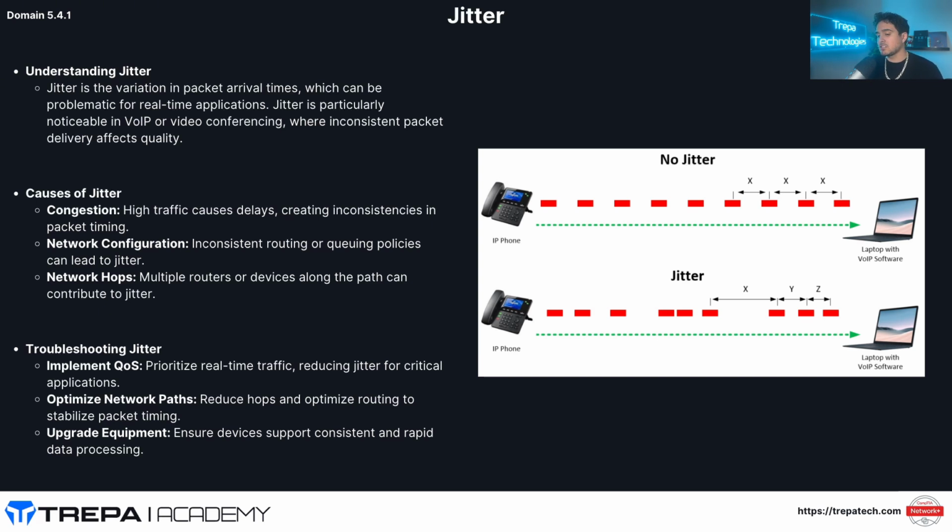So, causes of jitter. High traffic causes delays, creating inconsistencies in packet timing. Network configuration, inconsistent routing or queuing policy, so messed up QoS. And network hops, a lot of paths, right? A lot of paths in our VoIP call. So how do we fix jitter? Again, QoS. And this is kind of common. We prioritize VoIP traffic no matter what, right? Because that's as real time as it gets and as critical as it gets for a lot of industries, right?